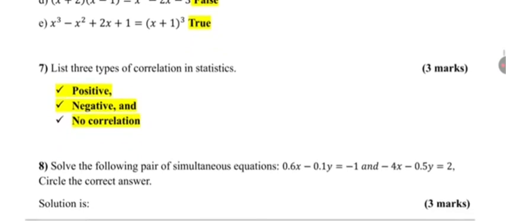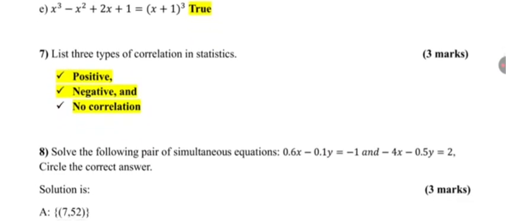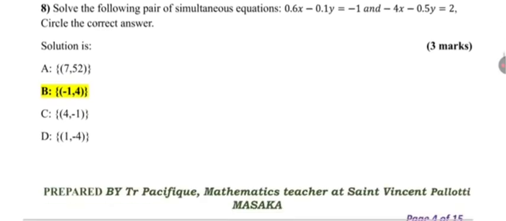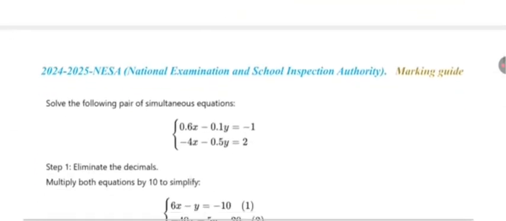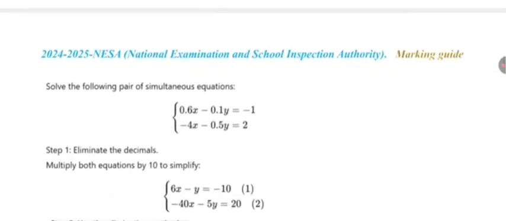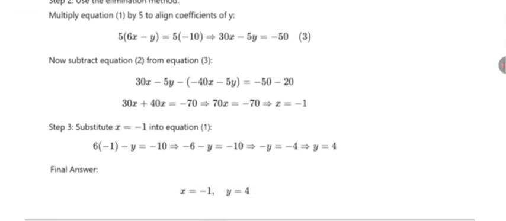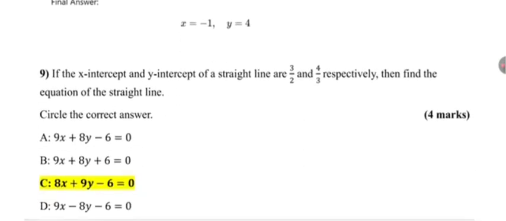Then list 3 types of correlations in statistics. You have positive, negative, and no correlation. And then in number 8, I have been asked to solve the following pair of simultaneous equations: 0.6x minus 0.1y equal to -1, and minus x minus 0.5y equal to 2, and circle the correct answer. The answer is the solution -4 and -1 and 4. These steps are the solution or the proof of that answer.